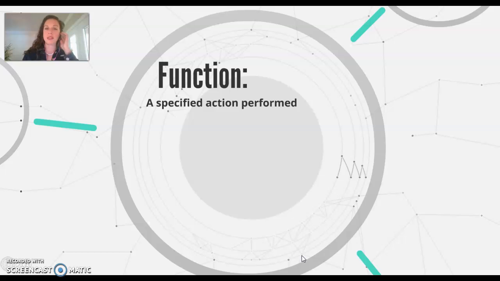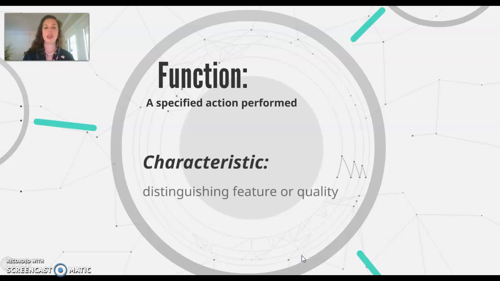So a function means it's a specified action performed, so it's like what language can do. And then the characteristics is a distinguishing feature or quality, like I am a teacher, so one of my functions as a teacher is to grade papers. A characteristic would be, as a teacher, that you have to be empathetic and patient in order to be a teacher, right? So functions of my job versus a characteristic of my job. Just one example.